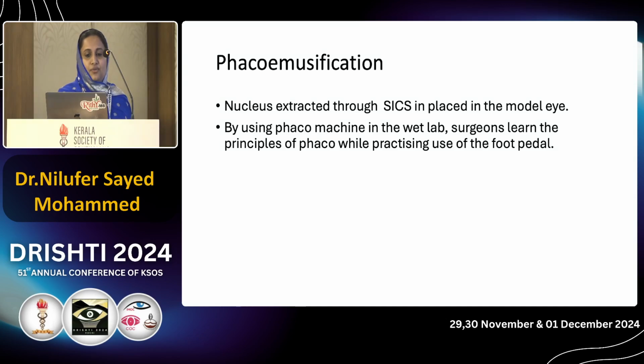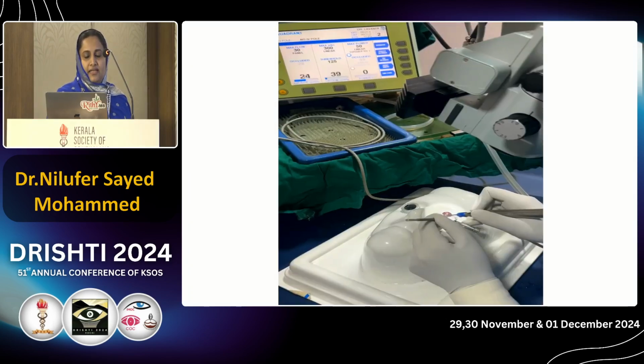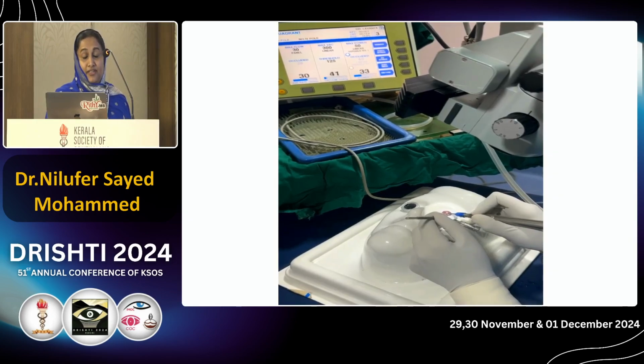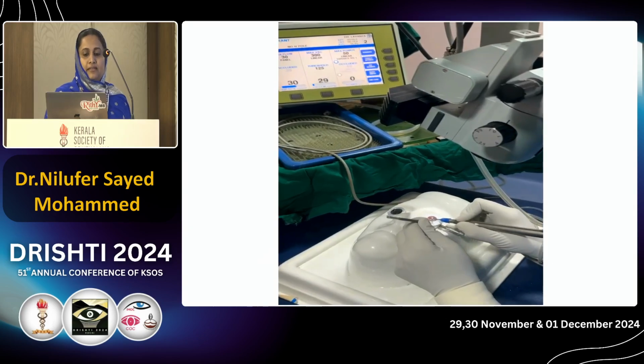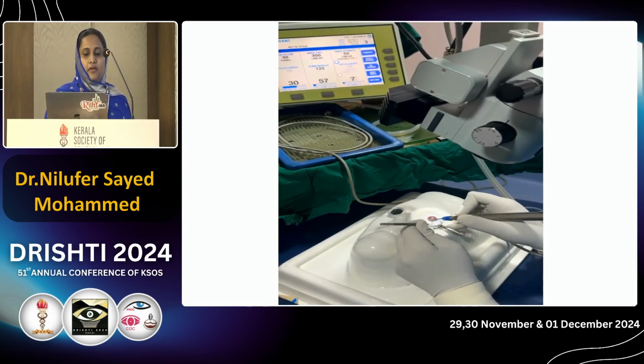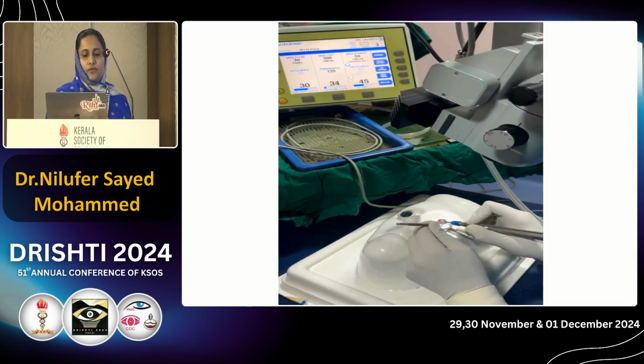Nucleus extracted through SICS is placed in the model eye, and by using the phaco machine in the wet lab, surgeons learn the principles of phaco while practicing the use of the foot pedal. What we do is the nucleus that we extract through SICS, we place it in the model eye, and then the trainee practices in the wet lab the various steps of phaco.